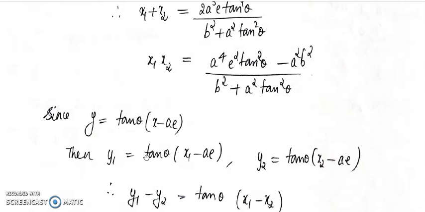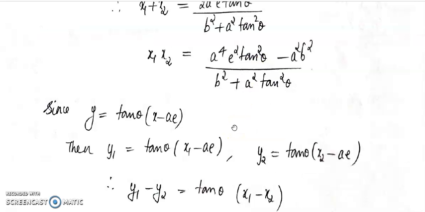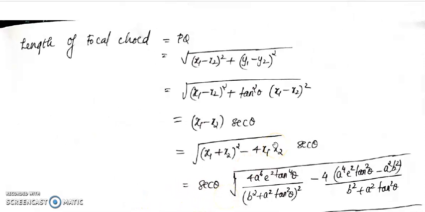So now let us find out the length of the focal chord. The length of the focal chord PQ will be equal to root of x1 minus x2 whole square plus y1 minus y2 whole square. So here y1 minus y2 is tan theta into x1 minus x2. So both terms will have x1 minus x2 whole square, so you can take that outside. So that is x1 minus x2 into sec theta.